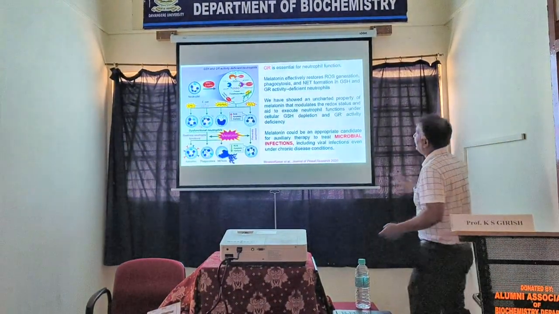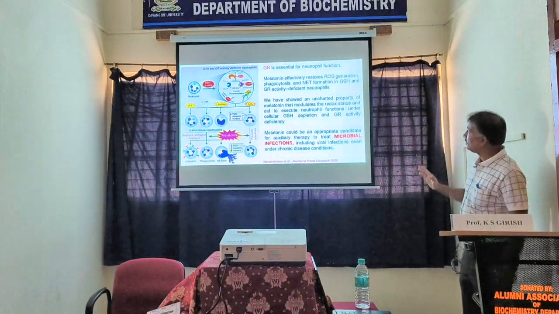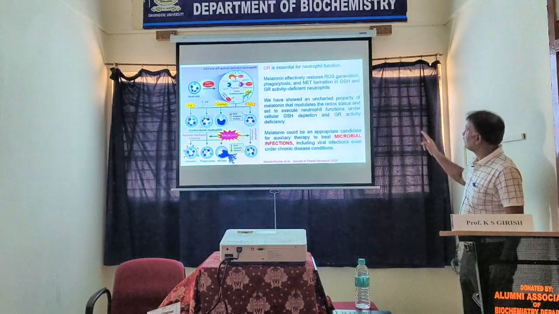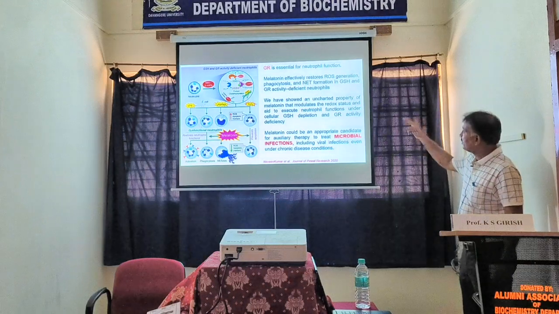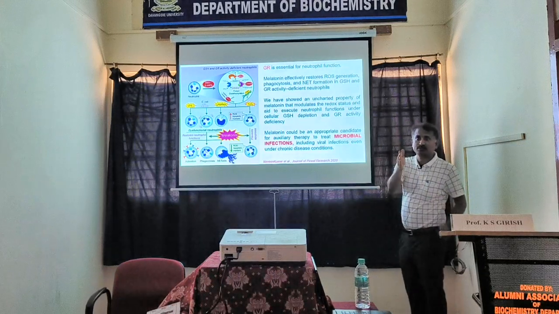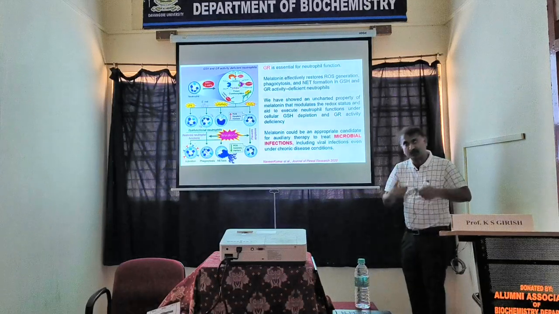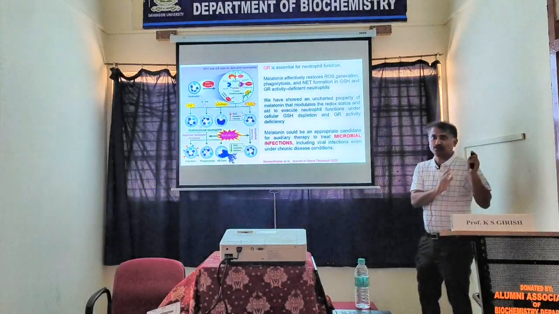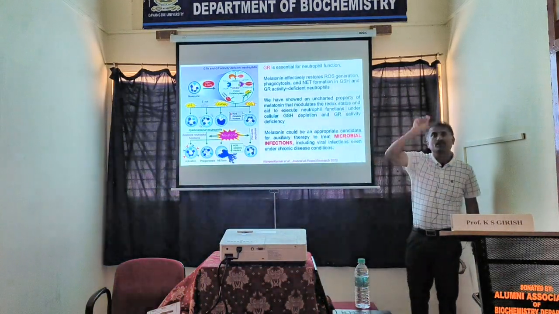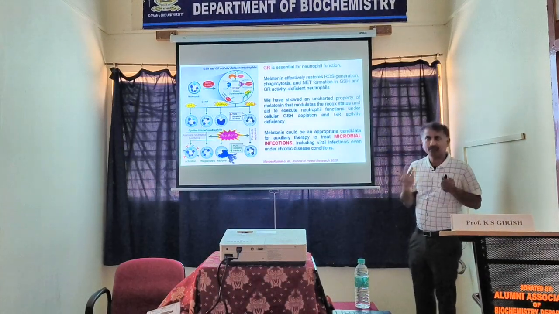So from this, I can say glutathione reductase is very essential for neutrophil function. First point, melatonin effectively restores ROS generation, phagocytosis, and NET formation in GSH and GR activity deficient neutrophils. We used GSR also. In parallel, we blocked glutathione synthesis by using BSO as a chemical. It inhibits glutathione synthesis in the cell itself. Thereby you can also deplete the reduced glutathione level. Either by inhibiting this enzyme or by inhibiting the enzymes which are involved in glutathione synthesis, you can create glutathione deficient cells.